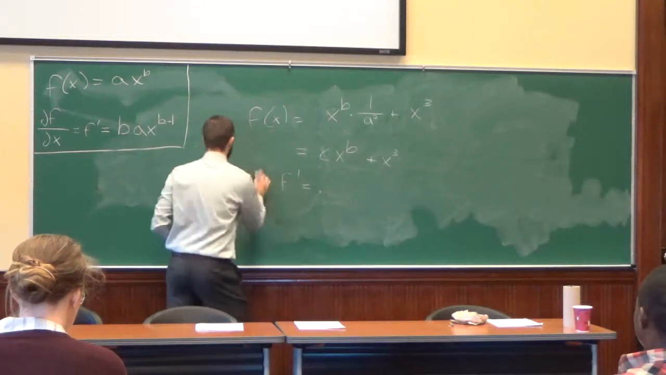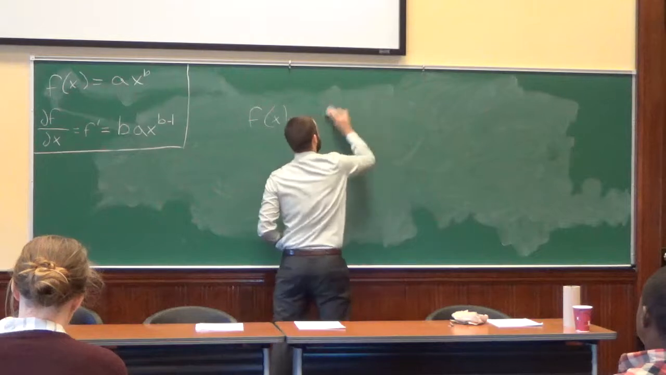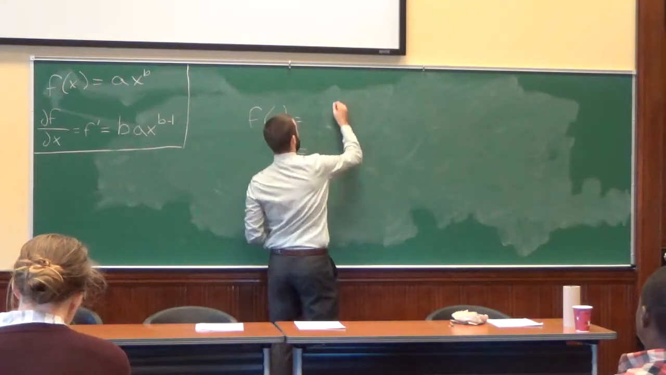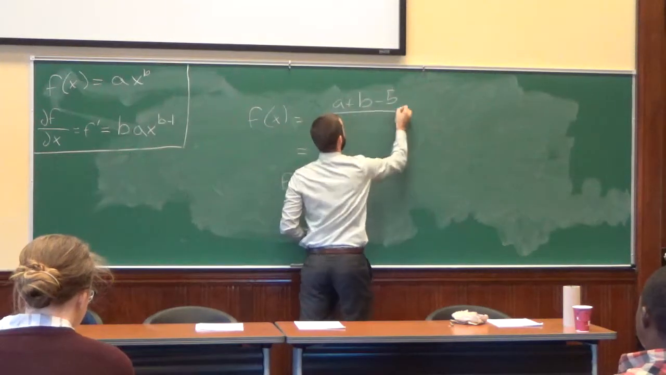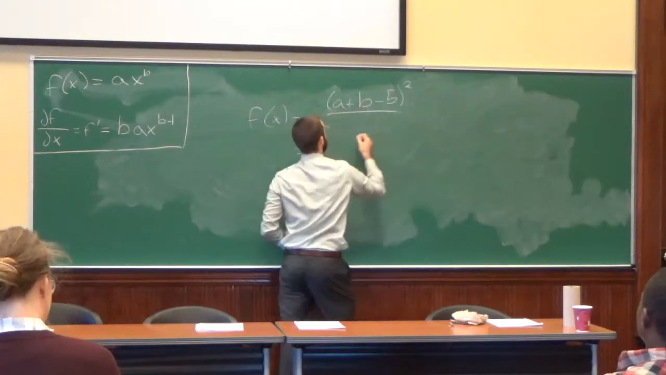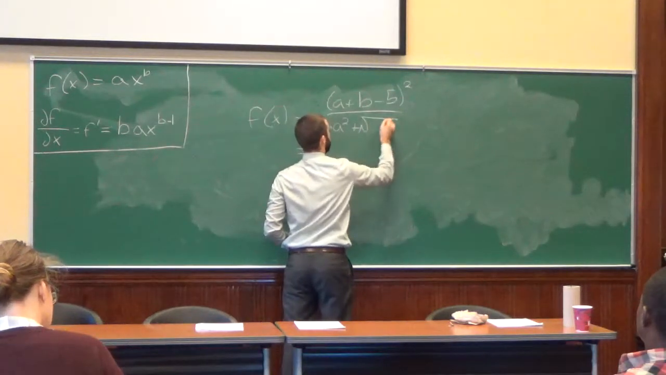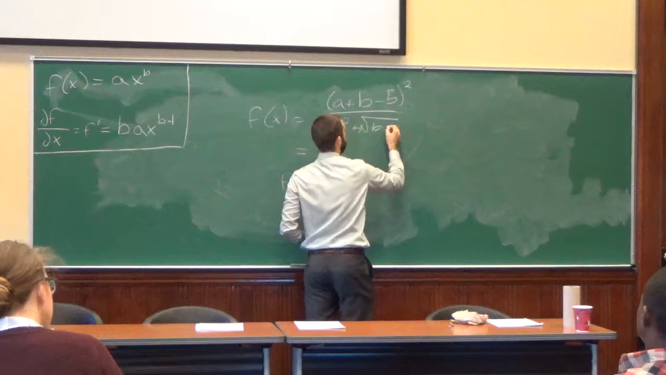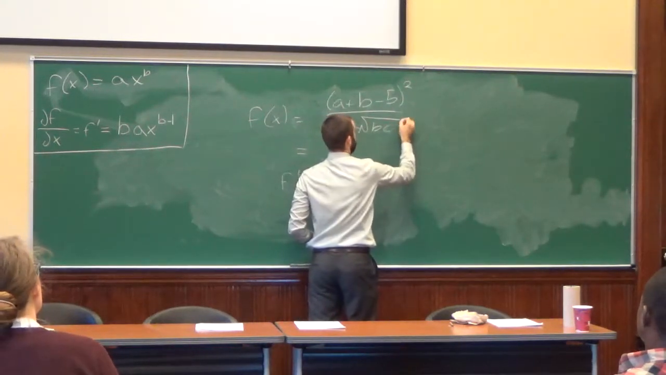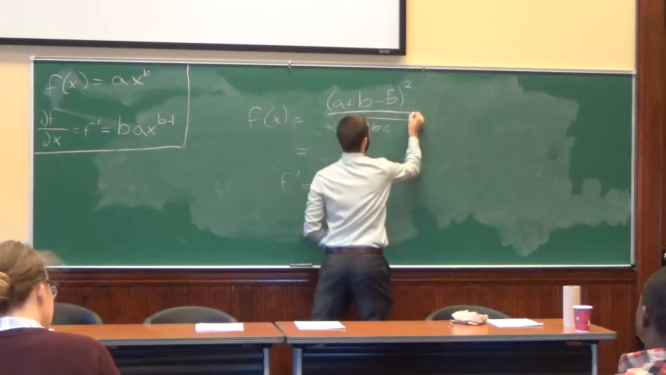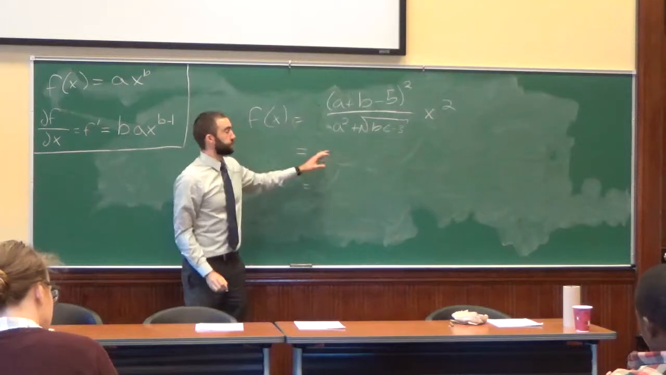So let's practice that. Let me give you another situation in which that's the case, just to help you be comfortable. We have a plus b minus 5, all of it squared, divided by a squared plus the square root of b times c minus 3. All of that times x squared. What's the derivative?